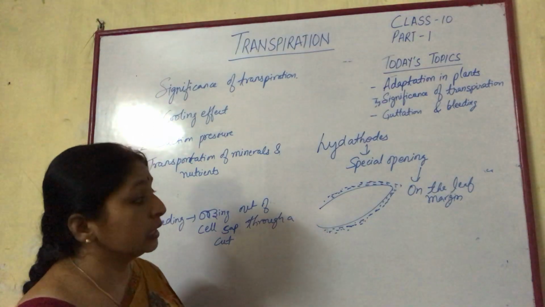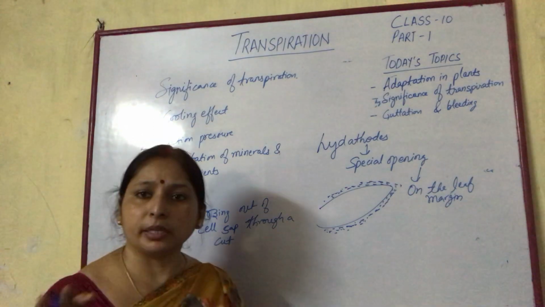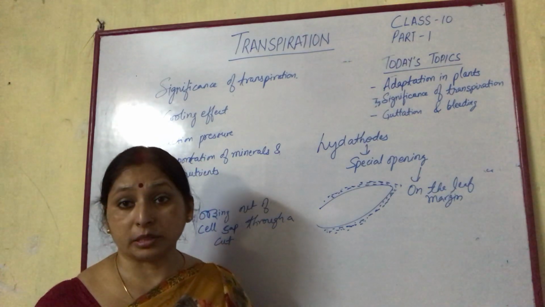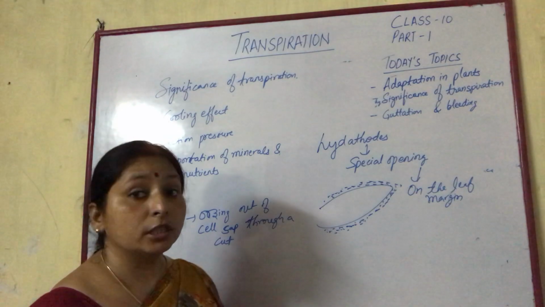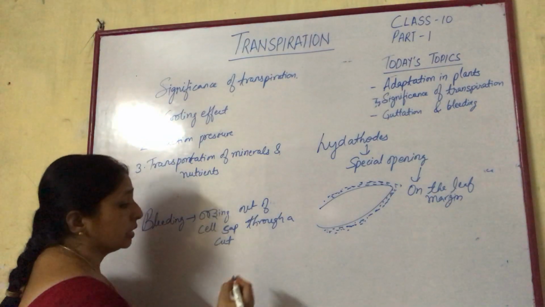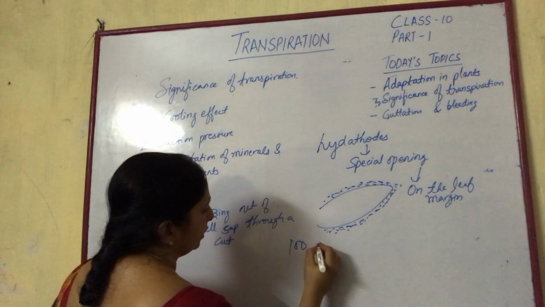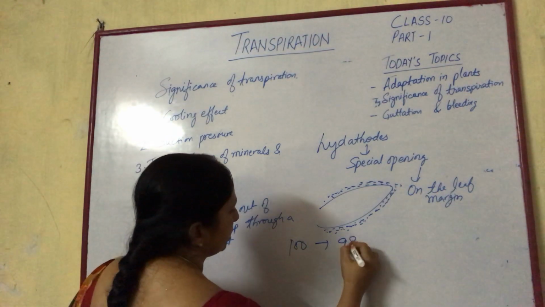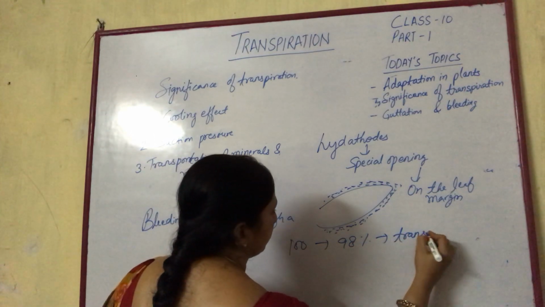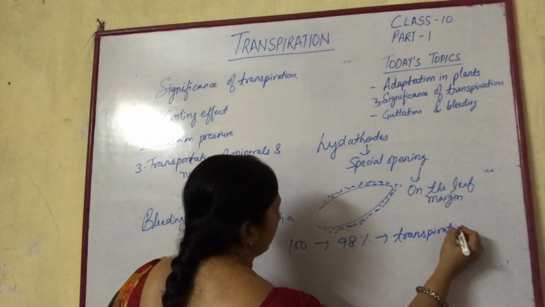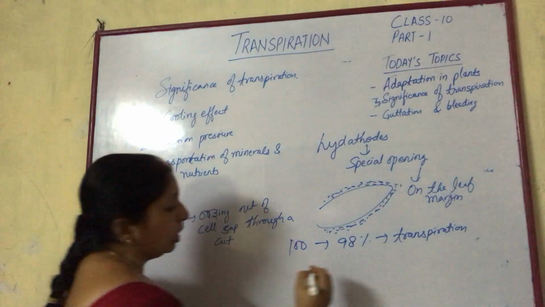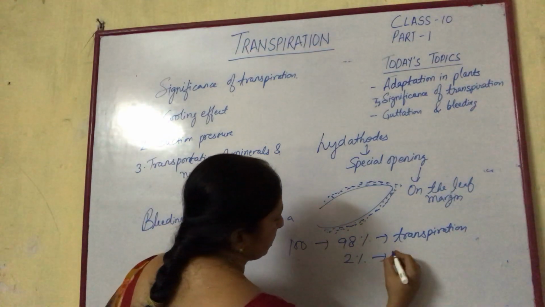Then one more thing: for transpiration, we have studied all the factors and all the terms involved. Of all the water absorbed by the plant, out of 100, 98% of water is evaporated through transpiration. 98% gets evaporated through transpiration. Only 2% is utilized by the plant.